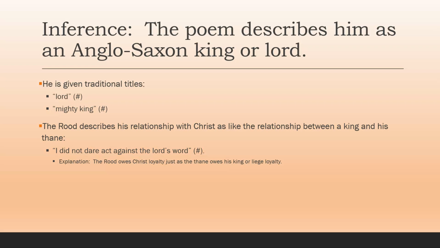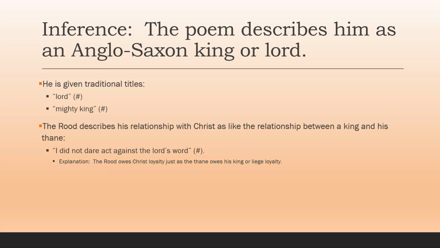Describes him as an Anglo-Saxon king or lord. Then I have two minor inferences, traditional titles, and I need that because just to say Lord and Mighty King is not sufficient to get me from the evidence to the major inference of the paragraph, the topic sentence. So I need to have an intermediary inference. He is given traditional titles, such as Lord and Mighty King.